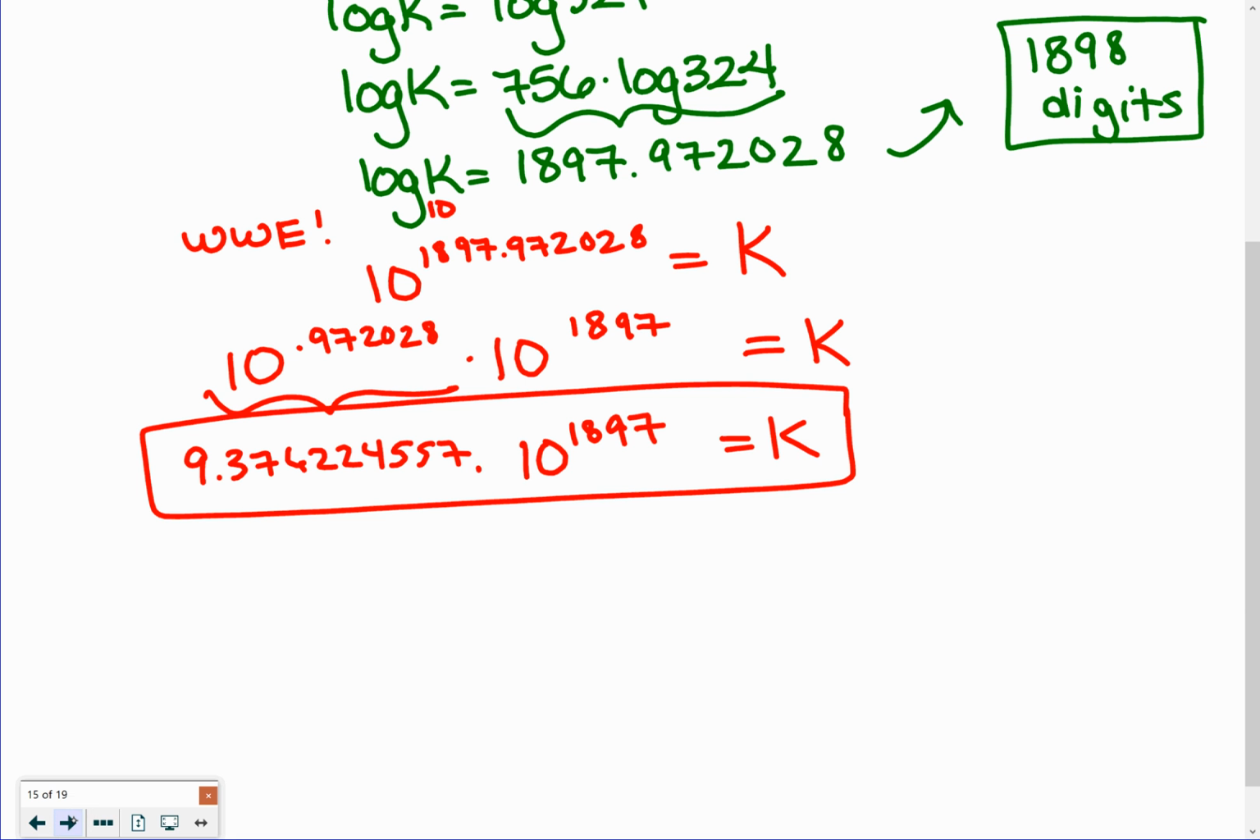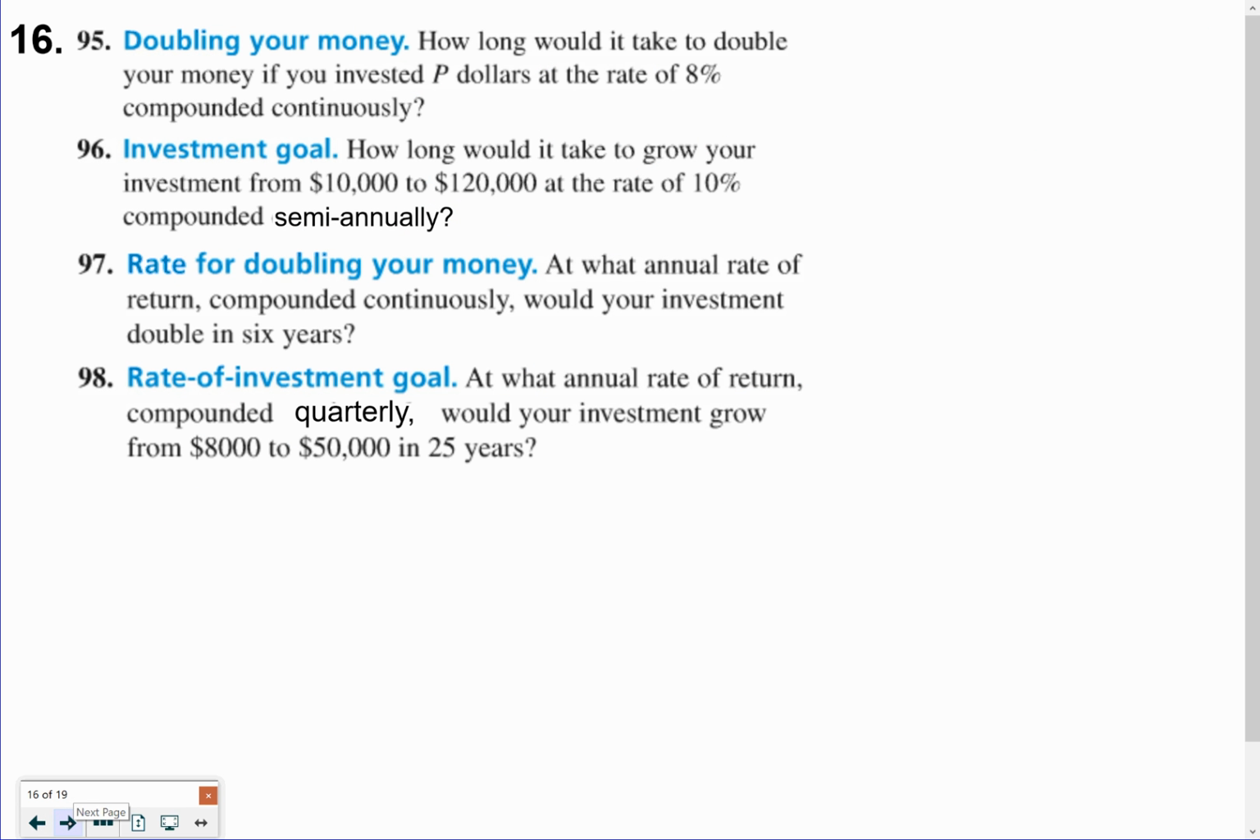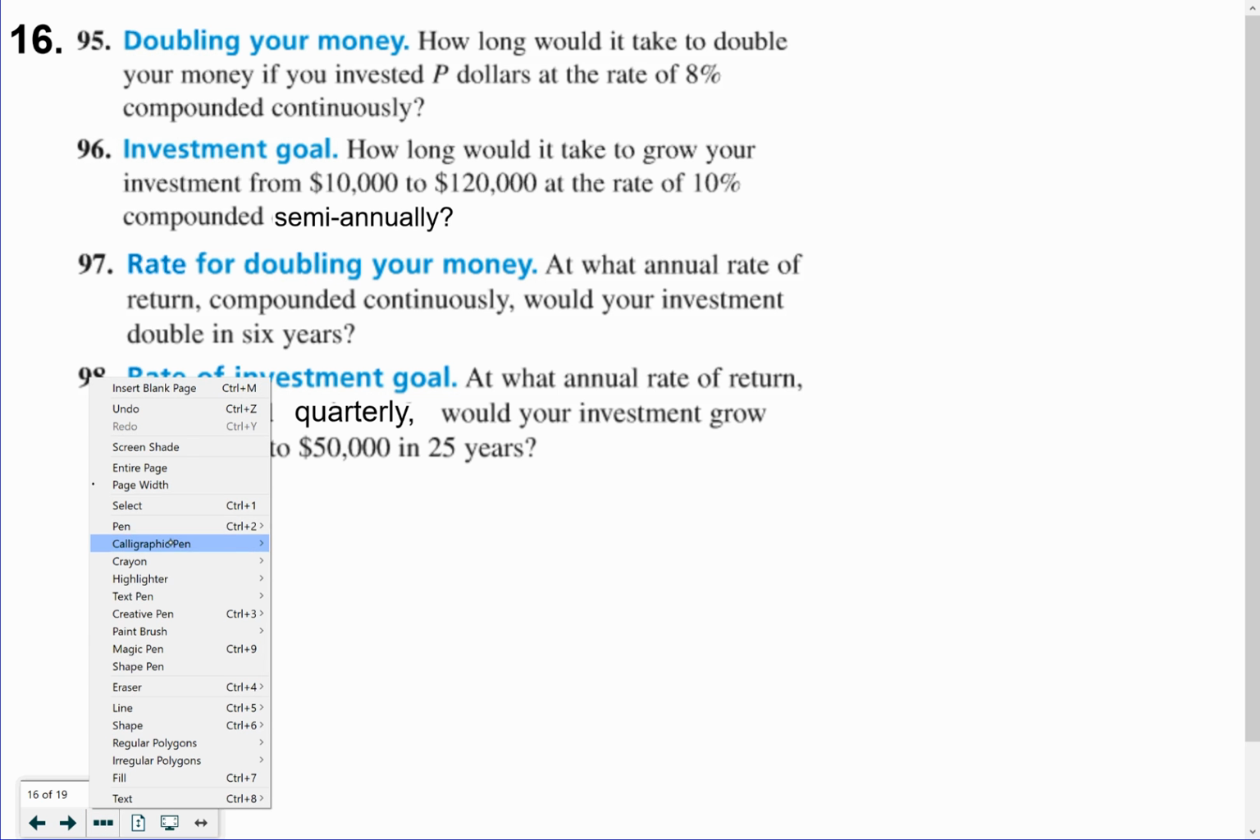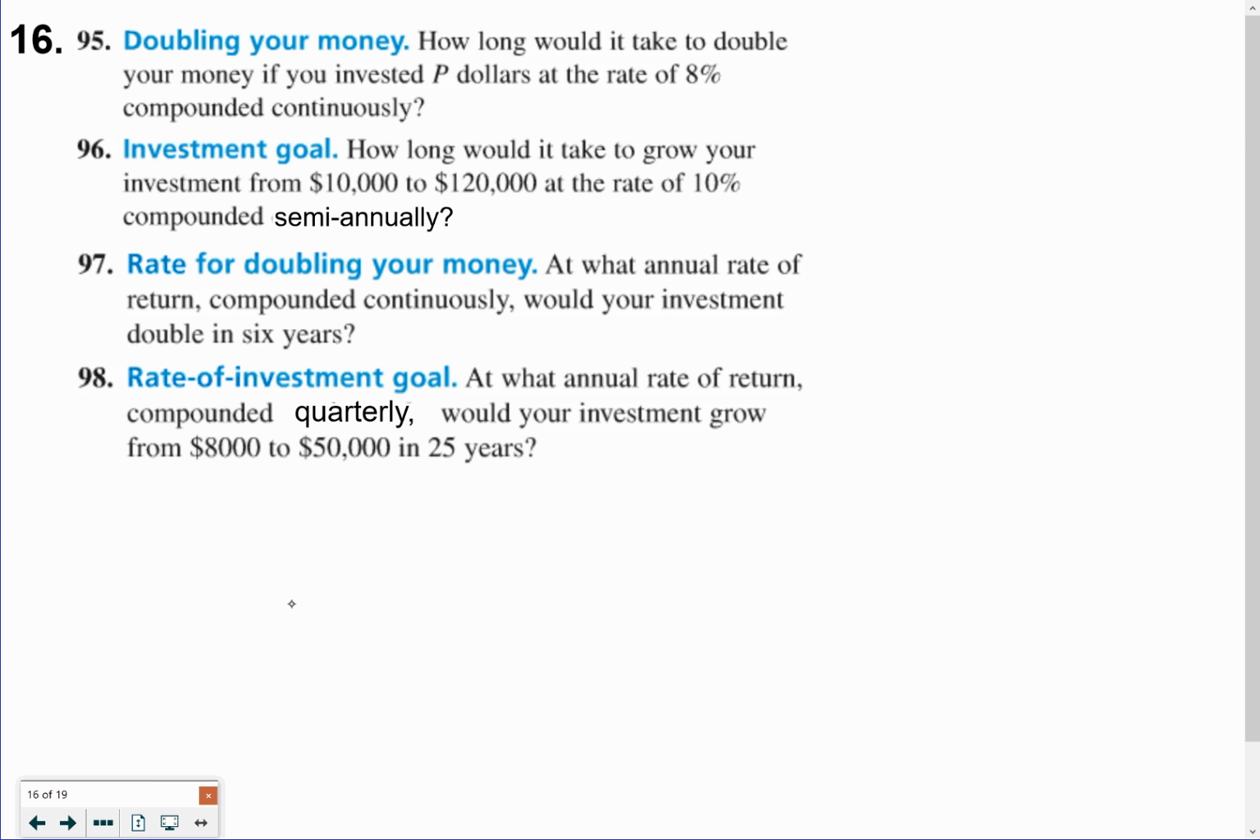Okay. All right. Now, maybe that wants to move. There we go. All right. So now we're going to get into our formulas that we need to know. This one has to do with money that needs to grow to a certain amount. So pick a problem, then we'll kind of walk through it. 95 through 98. What looks good? 96. Okay. So this problem says, how long will it take to grow your investment from 10,000 to 120,000 at a rate of 10% if it's compounded semi-annually?